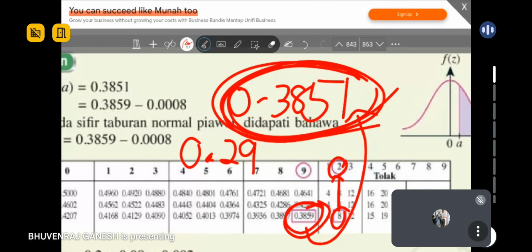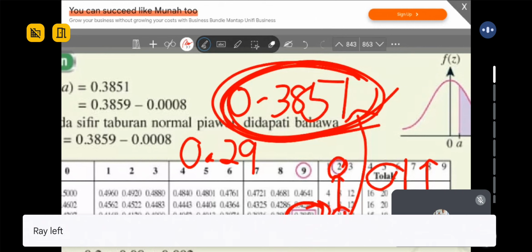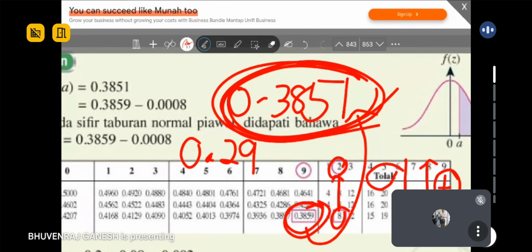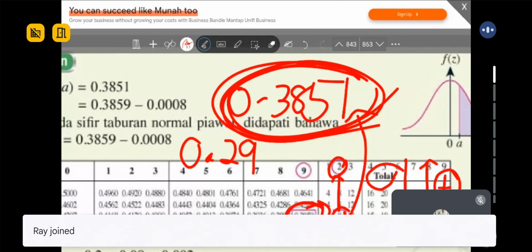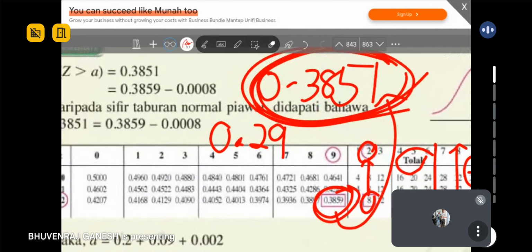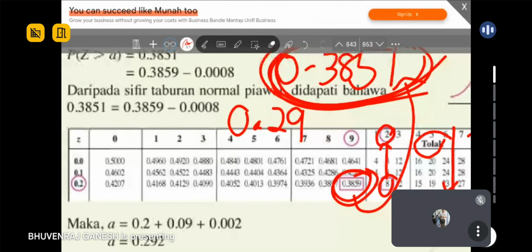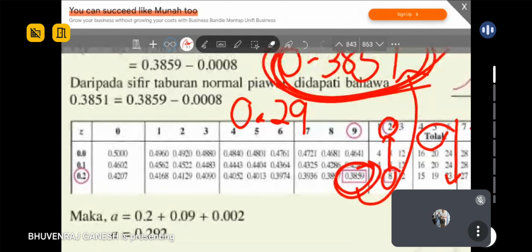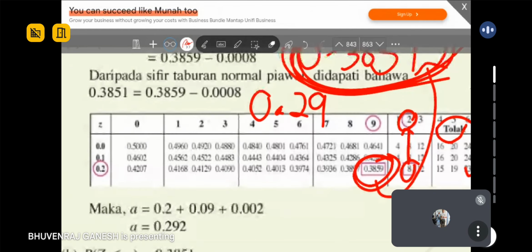Are you sure? Guys, now we are reversing the process, you know. Kita tengah terbalikkan proses. Tadi dari skor Z, kita cari kebangkalian, so kita tolak. Sekarang dari kebangkalian, kita cari skor Z. So you must now plus. Okay? Do you all understand? So dari atas ke bawah, kamu tolak. Dari bawah ke atas, tambah. So you must plus 0.002. Okay, kamu kena ada 3 tempat perpuluhan. Then you will get your A answer, 0.292.